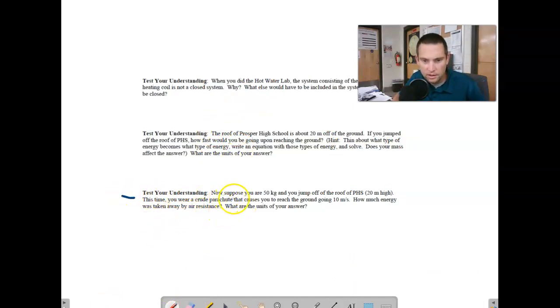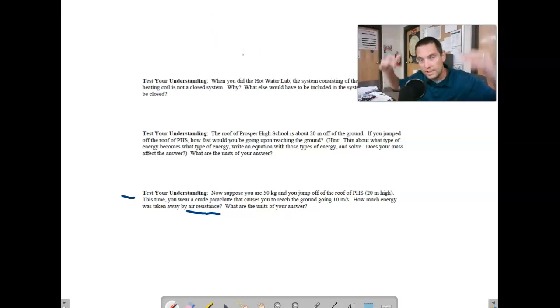Test your understanding. Now suppose you're 50 kilograms and you jump off of the roof of Prosper High School, 20 meters high. This time you wear a crude parachute that causes you to reach the ground going 10 meters per second. How much energy was taken away by air resistance? So now this is our first introduction into dealing with air resistance. Well, nothing's going to change. We still are going to have some energy in the beginning of the situation and then energy in the end of the situation. But this time we are going to lose some energy to the environment, right?